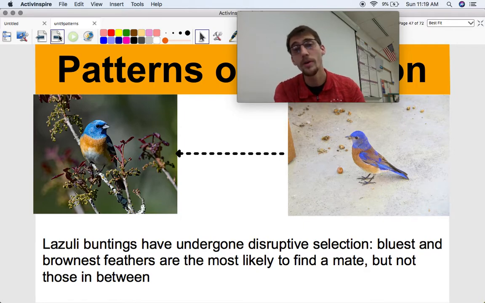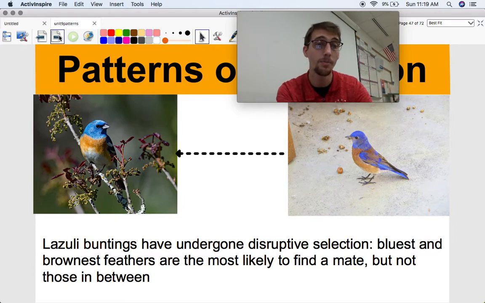Okay, a real-world example is another. I made the starlings one up, right? But the real-world example is a group of birds called the lazuli buntings. They've undergone disruptive selection. The bluest and the brownest feathers. This is actually sexual selection, not natural selection in this case, but still, same principles apply. So the bluest and the brownest feathers are the most likely to find a mate, but not those in between, right? So if you're a male lazuli bunting, and you have really blue feathers, that's really good for you.